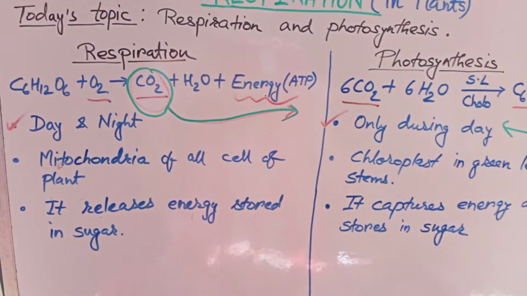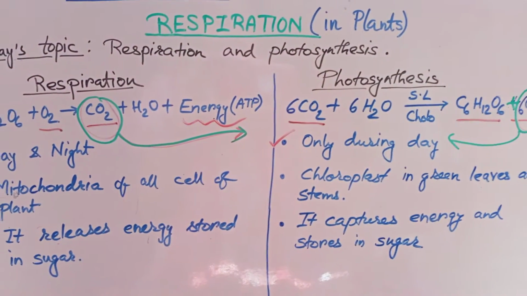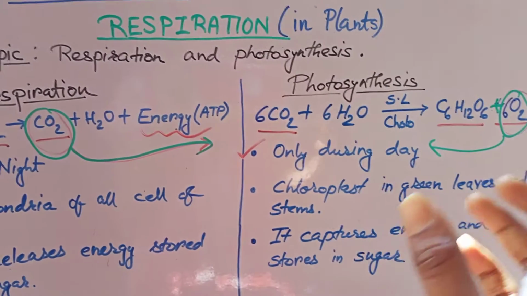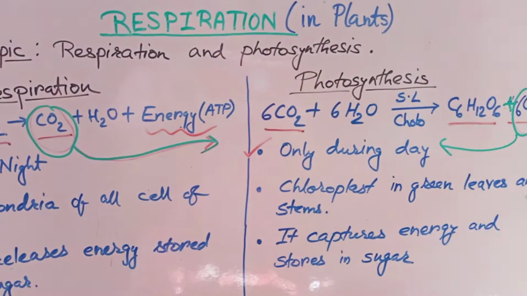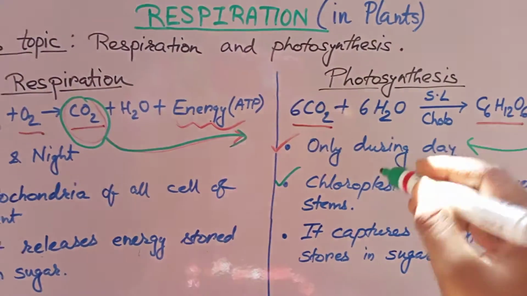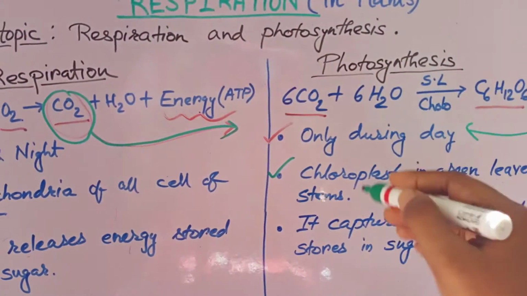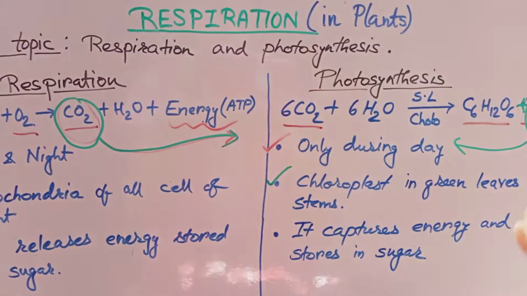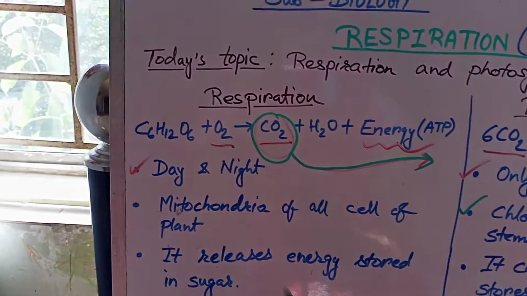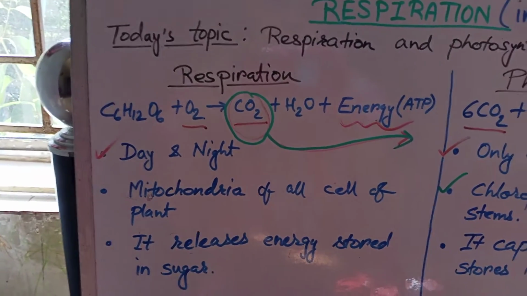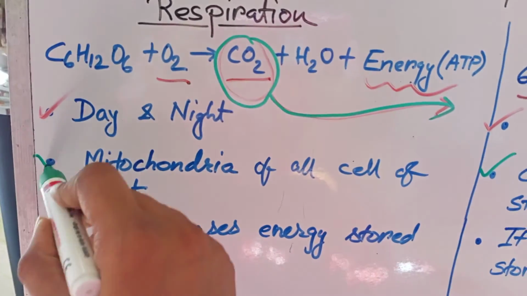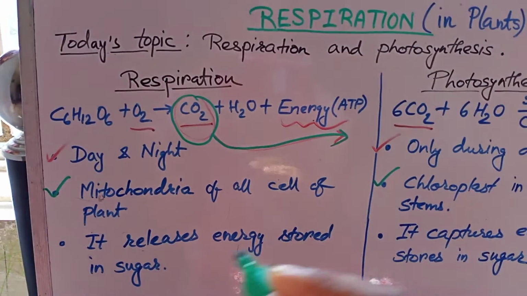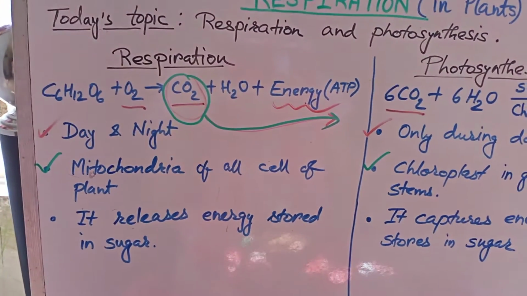Now one more thing: photosynthesis, as we know, takes place within the chloroplast, an organelle present in green leaves and stems, which contains the green colored pigment known as chlorophyll. But respiration occurs within the mitochondria, which is present within the cell. So the mitochondria of all cells of plants carry out respiration.